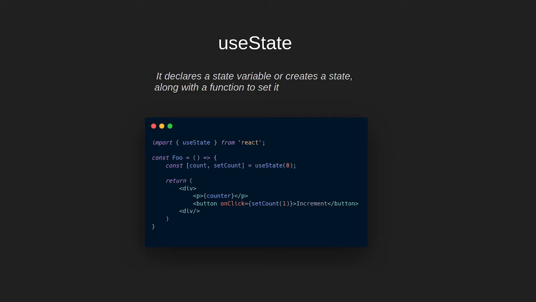The first element in the array is the state value returned, which is the count, and the next element in the array is a function used to set the state. In this case it is setCount, which is a function. The zero in the useState argument is the default value, and whenever the user clicks the button, the count will increment by 1.